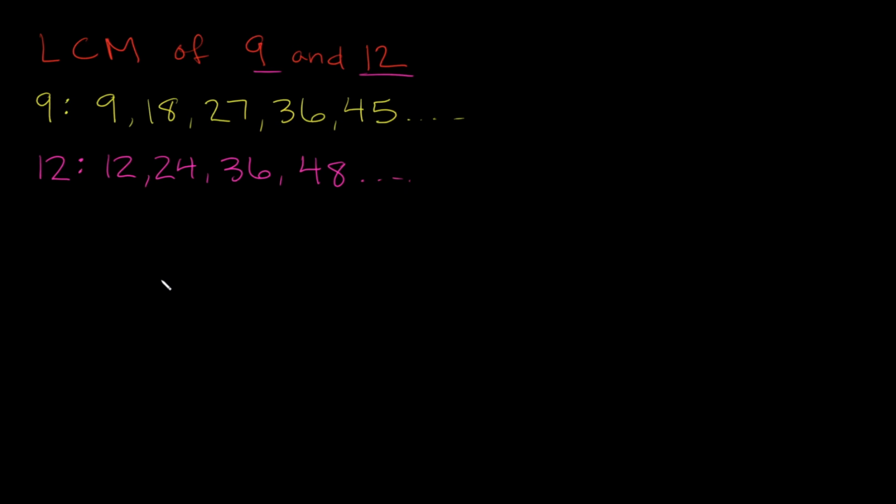Okay, now I want to find the smallest number that they both have in common. So in this case, that would be 36 and 36. So the LCM of 9 and 12 is equal to 36. Okay, so that's how you find the least common multiple of two numbers by a method of just listing out multiples.